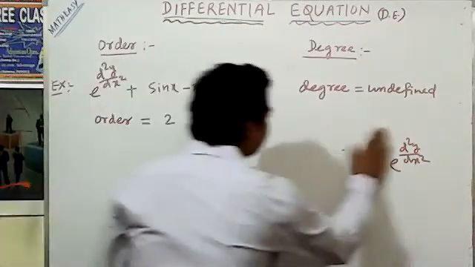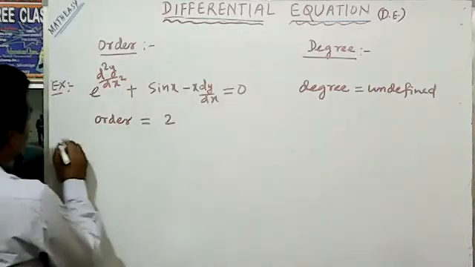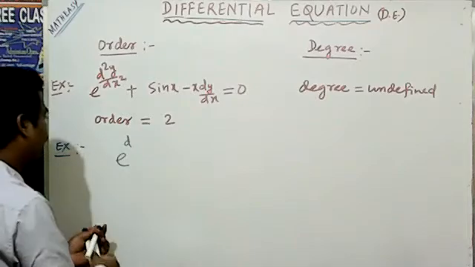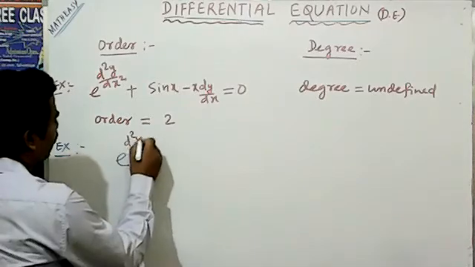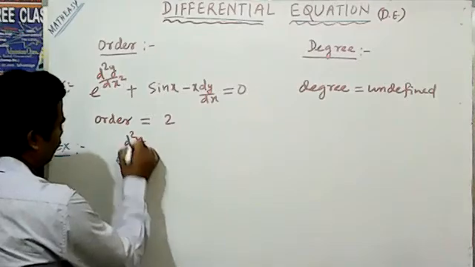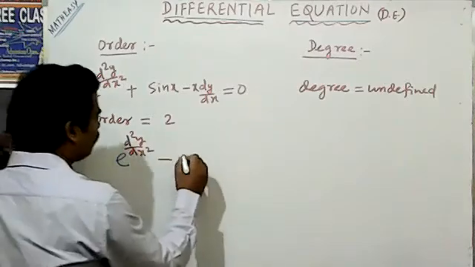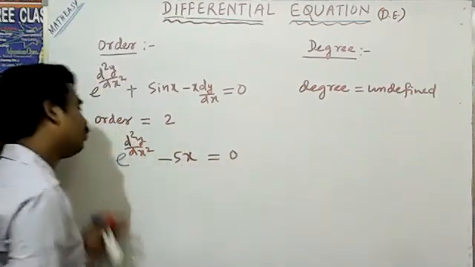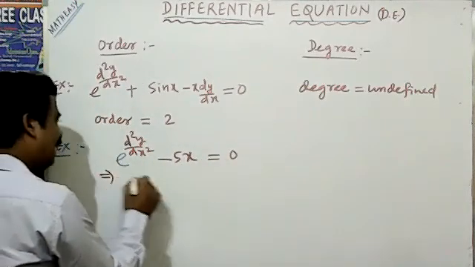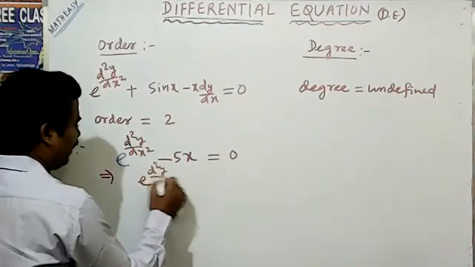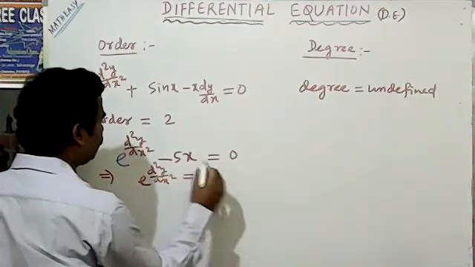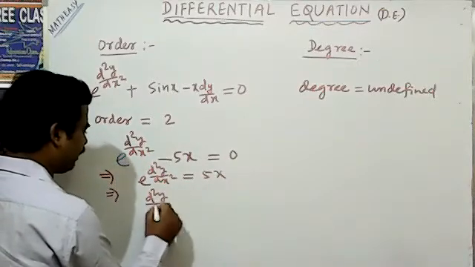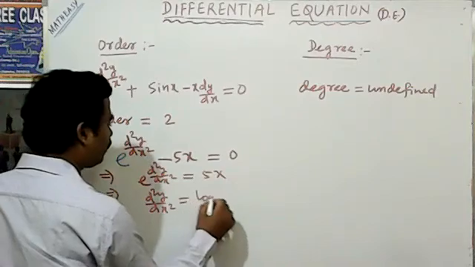Now comes another question, the same type of question, but e to the power d square y by dx square is given. Minus, suppose, 5x is equal to given. So you can write it in this way, e to the power d square y by dx square is equal to 5x. That means we can say d square y by dx square is equal to log 5x.